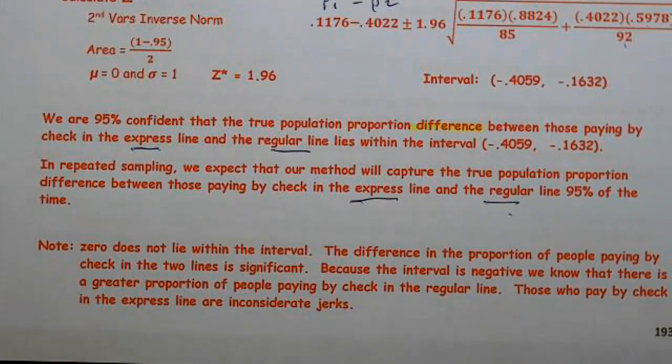Because the interval is negative, we know that there is a greater proportion of people paying by check in the regular line.